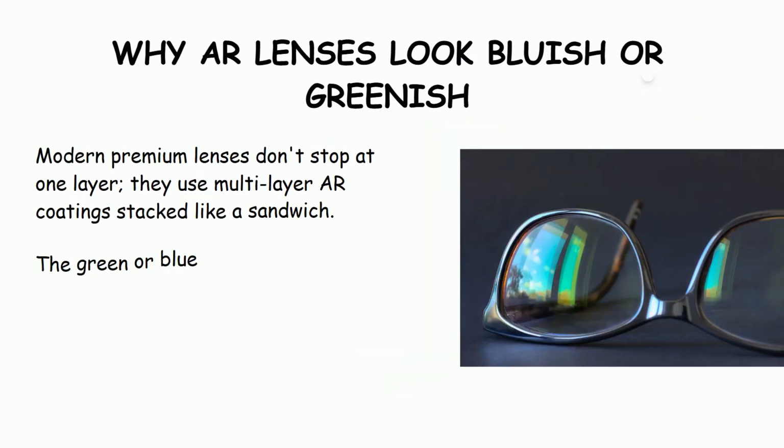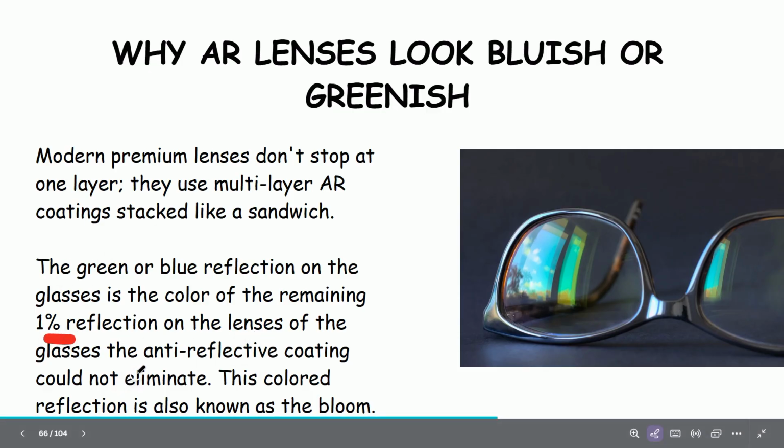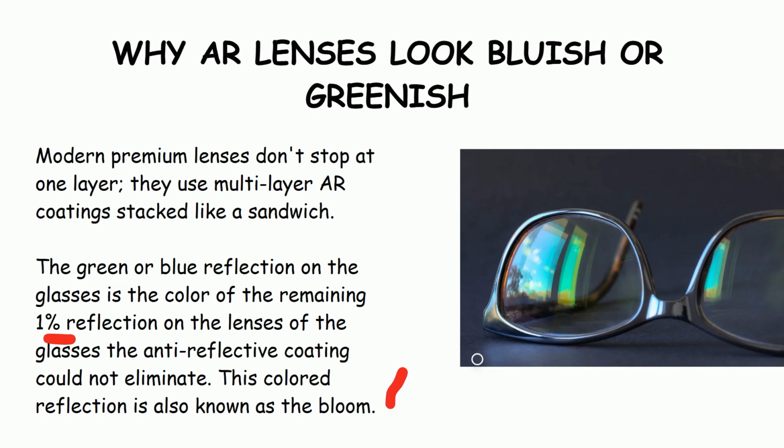However, there are cases where our AR lenses will look bluish or greenish. Modern premium lenses don't stop at one layer. They use multi-layer AR coatings stacked like a sandwich. So it has more layers of AR. The green or blue reflection on the glasses is the color of the remaining 1% or even less that the anti-reflective coating could not eliminate. This reflection is also known as the bloom. So if you see a bluish or greenish reflection, that usually means they are premium lenses.